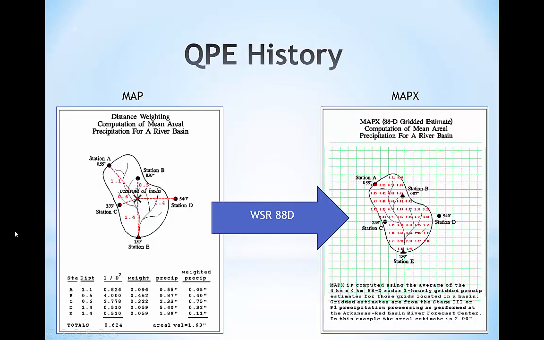Note that for both MAP and MAPX values, the resultant precipitation value is representative of the basin as a whole, or as we say, lumped, which will be covered more in future lessons and slides. The process of further refining those initial gridded QPEs will be described more in the next few slides.